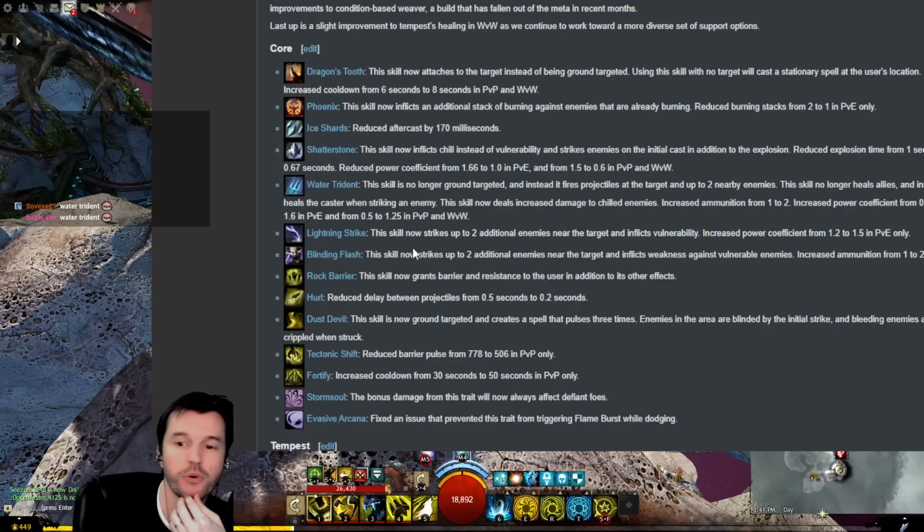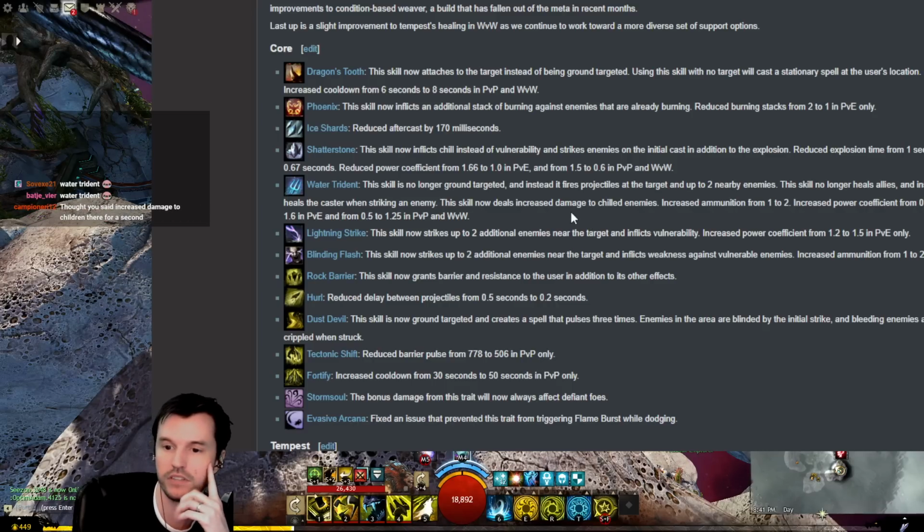So depending on your viewpoint on this, this could be considered a buff, could be considered a nerf. Water Trident was one of the only ways that Scepter could heal allies. It can no longer do that. Now it just heals you, you greedy little elementalist. But it has ammo and does a little bit different things.